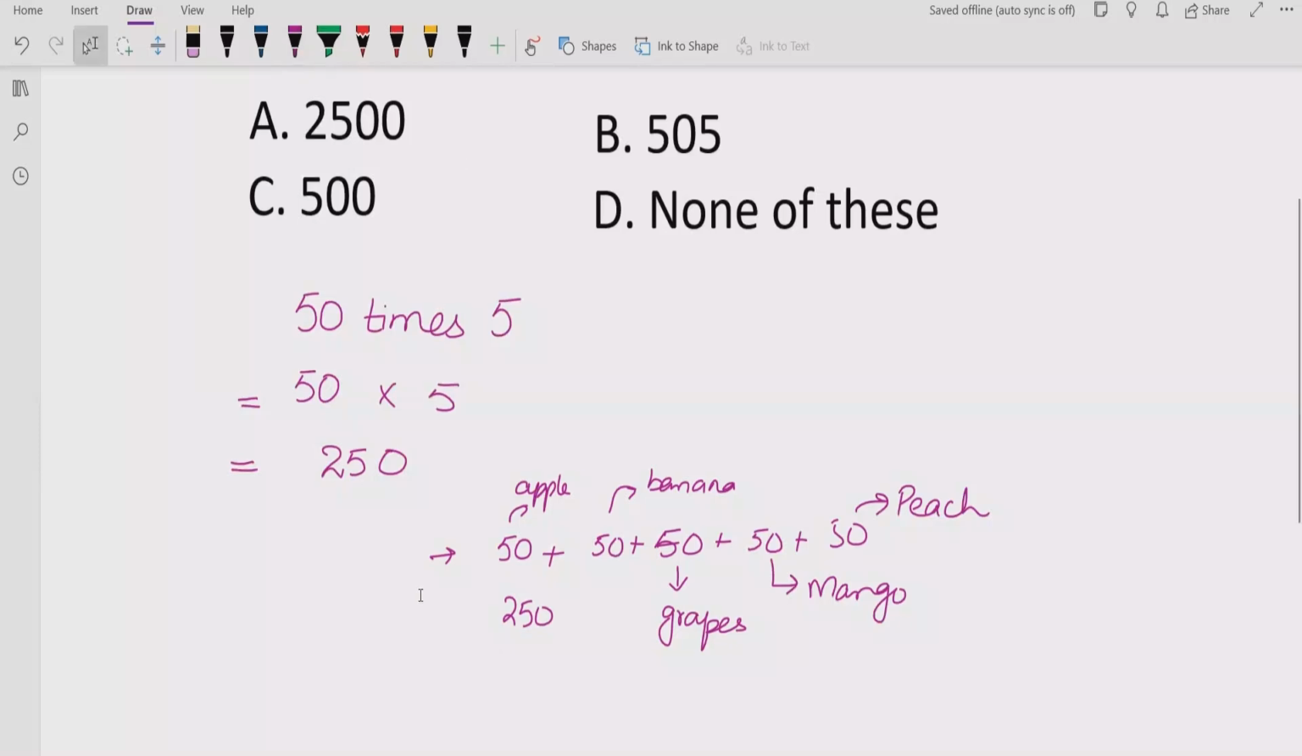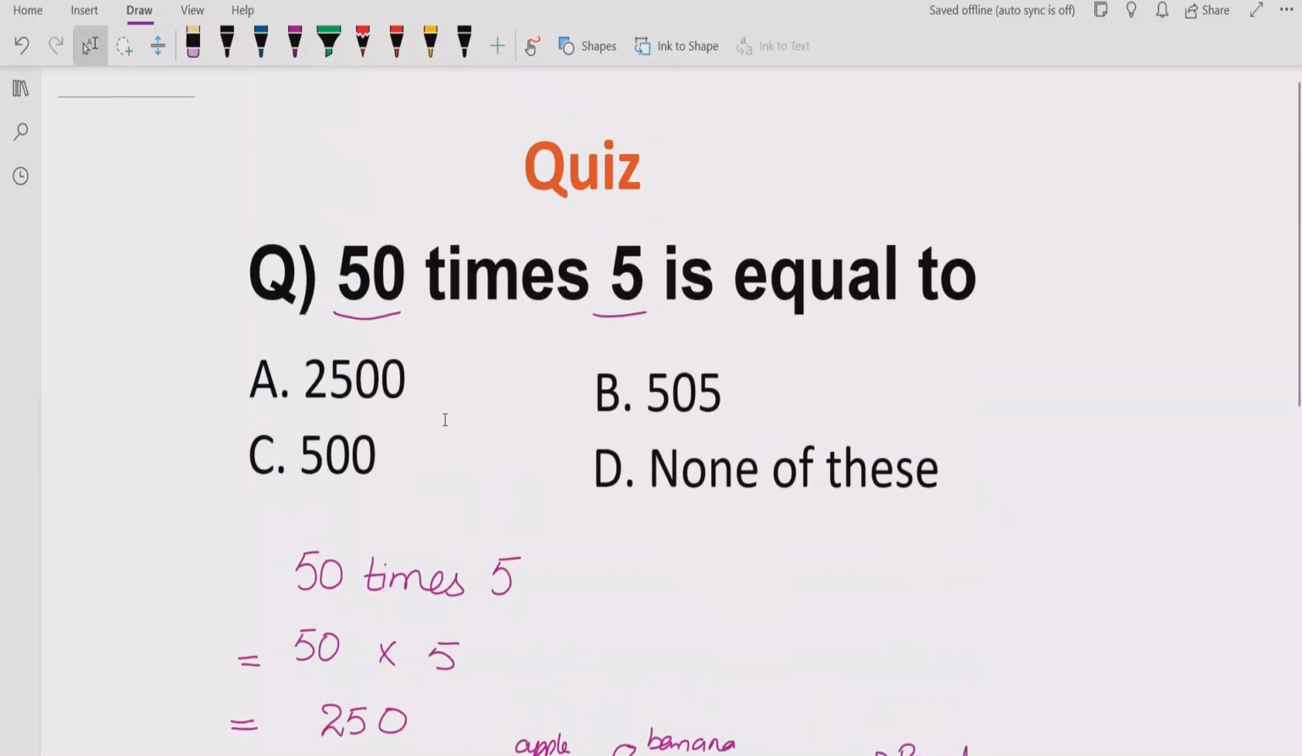Now let's see what the correct answer is among A, B, and C. If you see answer A, this is 2,500, which is not equal to 250. B answer is 505 and C is 500, sorry. And D is none of them. So the answer is 250 and none of these is 250, so we have to write D, none of these, as the correct answer, right?